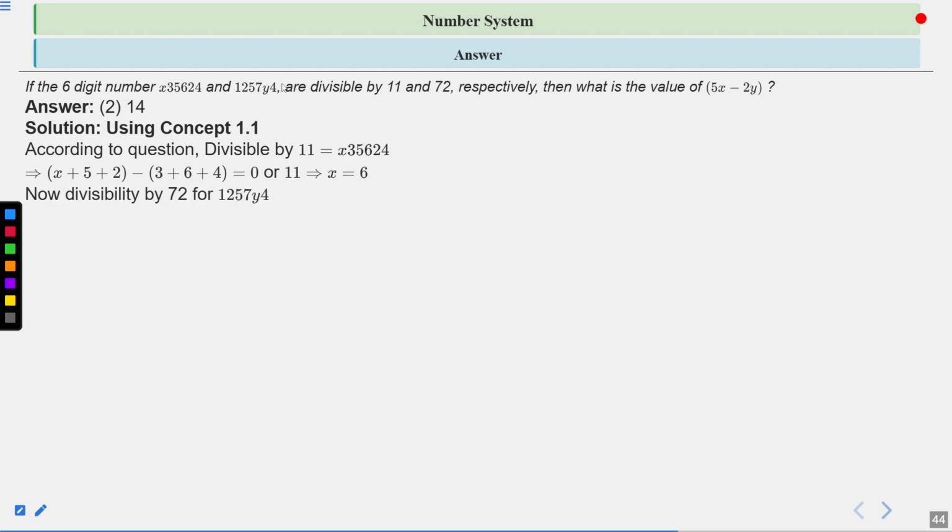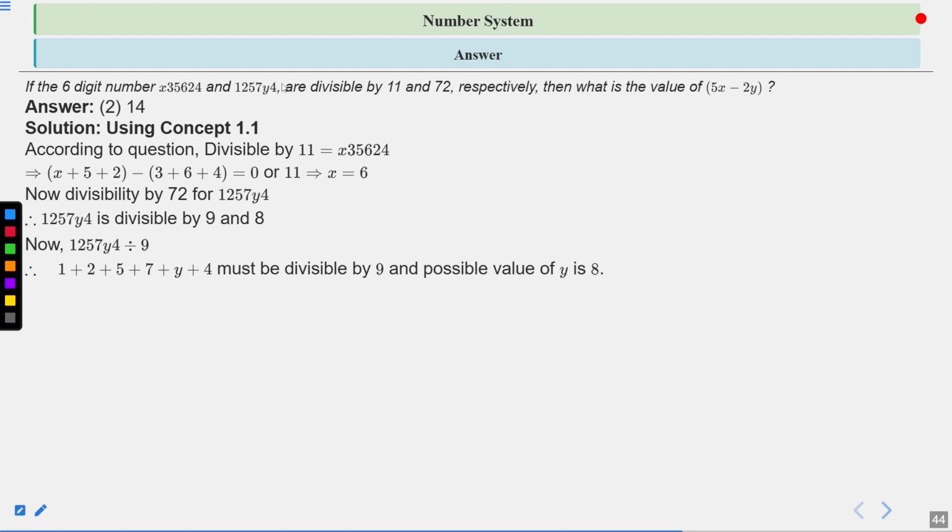Now the divisibility of 72 for 1257 by 4. In this question we need to satisfy the two divisibility rules, 9 and 8. So first we check through 9 to get the value of y. 1257 by 4 divided by 9: when we add the digits, the number must be divisible by 9. So if we put the value of y equal to 8, then this number is divisible by 9.